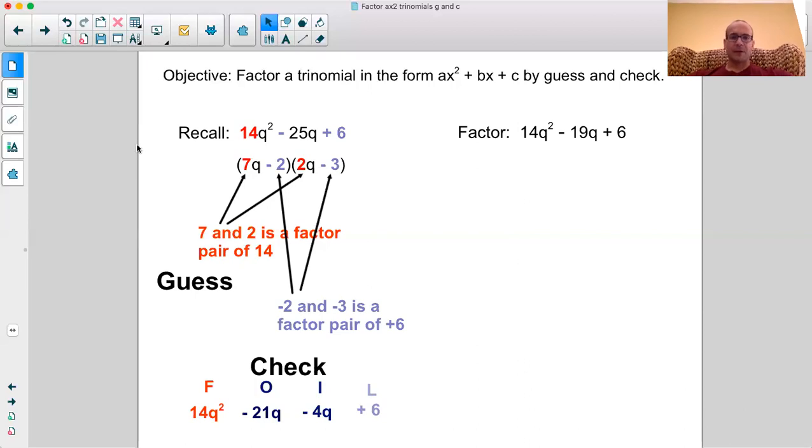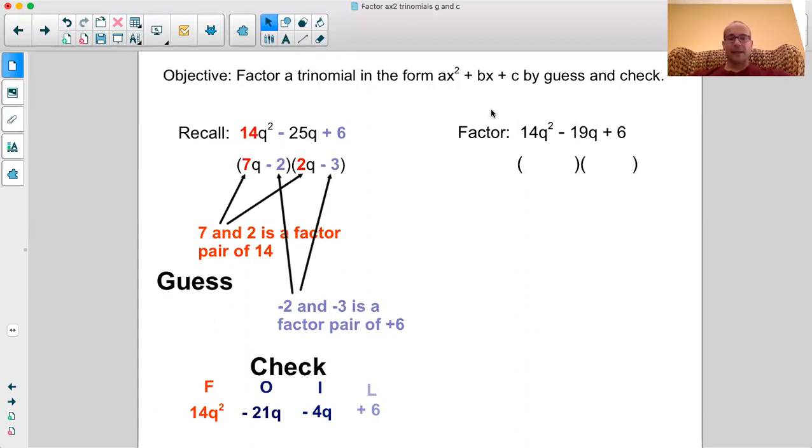So I would think that this over here is actually not a bad guess for factoring this thing, because you still have the 14q squared and the positive 6. But if we were to check it, which we already did down here, we could see that we don't have the correct outer product and inner product to match our 19q. It was great at matching the -25q, but not so good at 19. So let's look at this a little bit further.